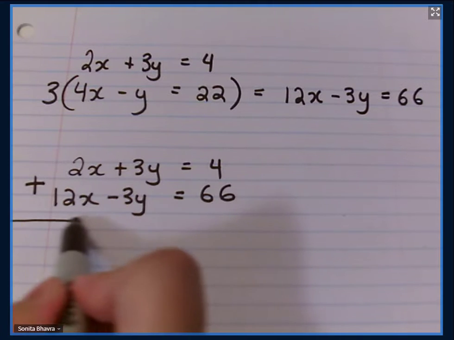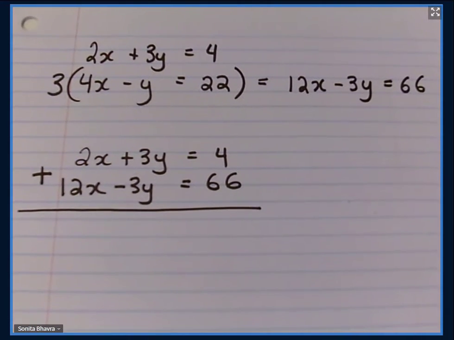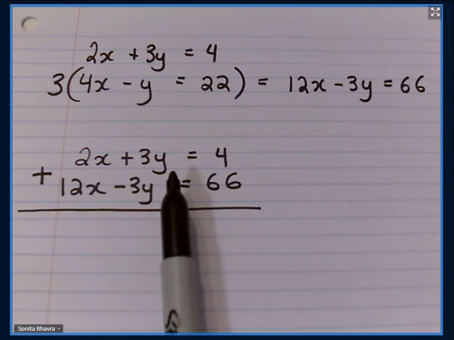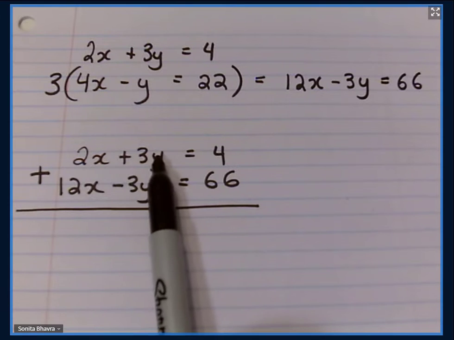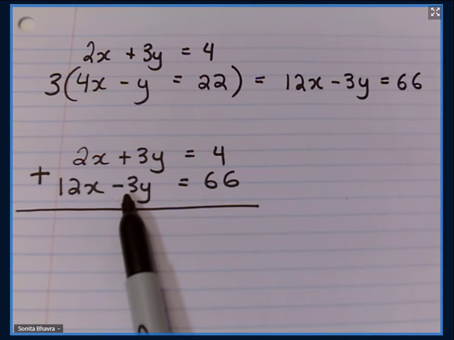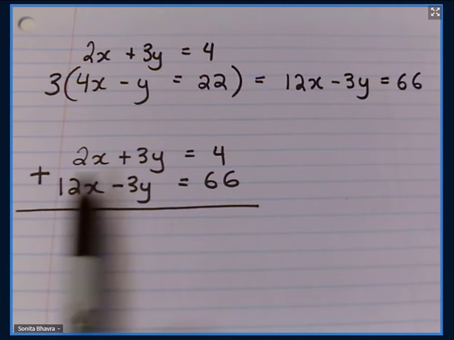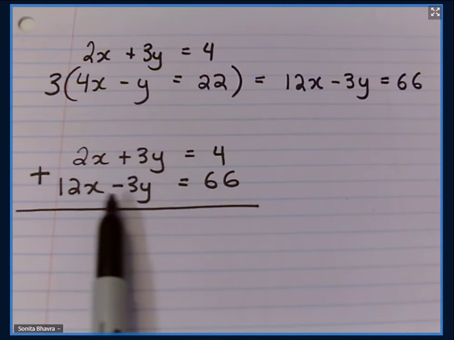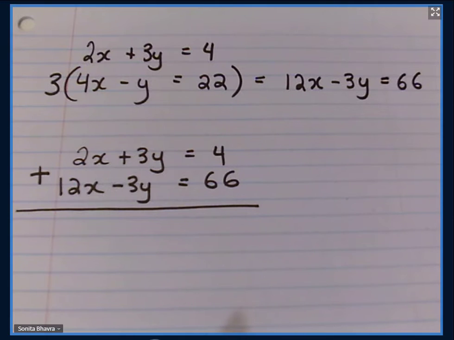All right, so it's important here that you show which operation you're going to use because you're trying to eliminate the y's. If you had subtracted, 3 minus negative 3 is going to give you 6. It's not going to eliminate. You have to add because 3 plus negative 3 will eliminate the y.